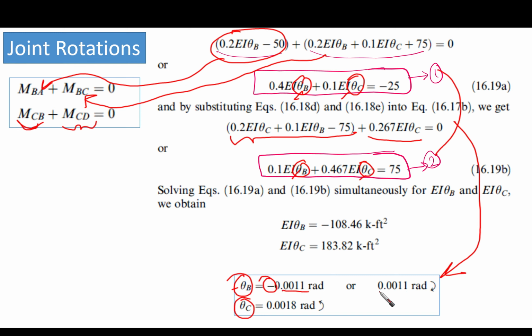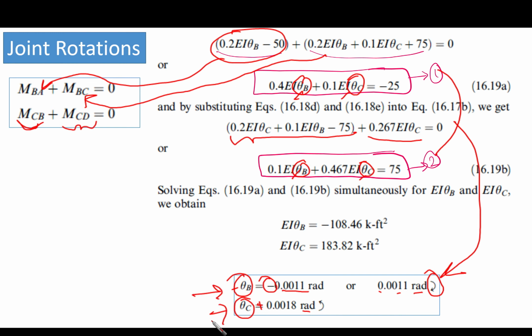This means that it is 0.0011 rad exactly clockwise. So what about theta C? We found it 0.0018 rad counterclockwise. It is positive, so it is counterclockwise. Okay, so we obtained theta B and theta C. Now everything is solved for us.